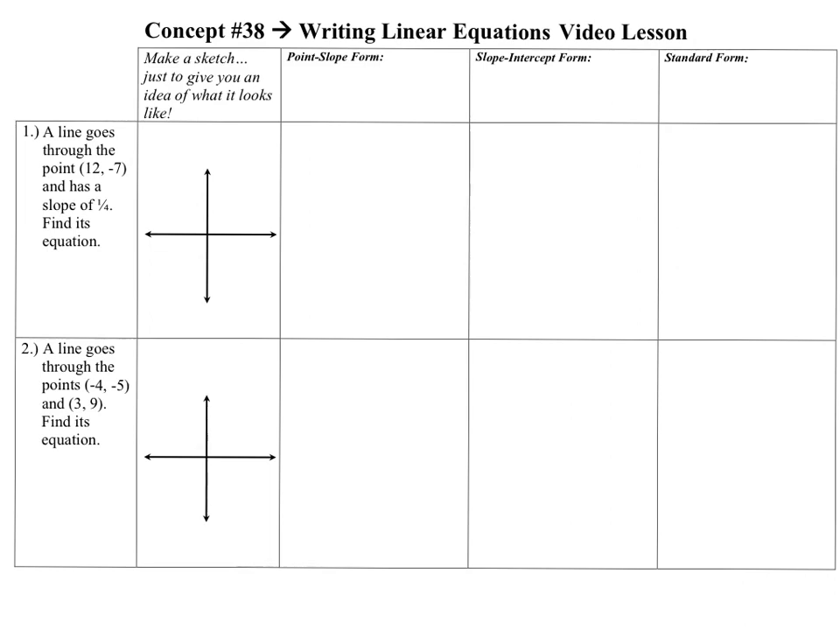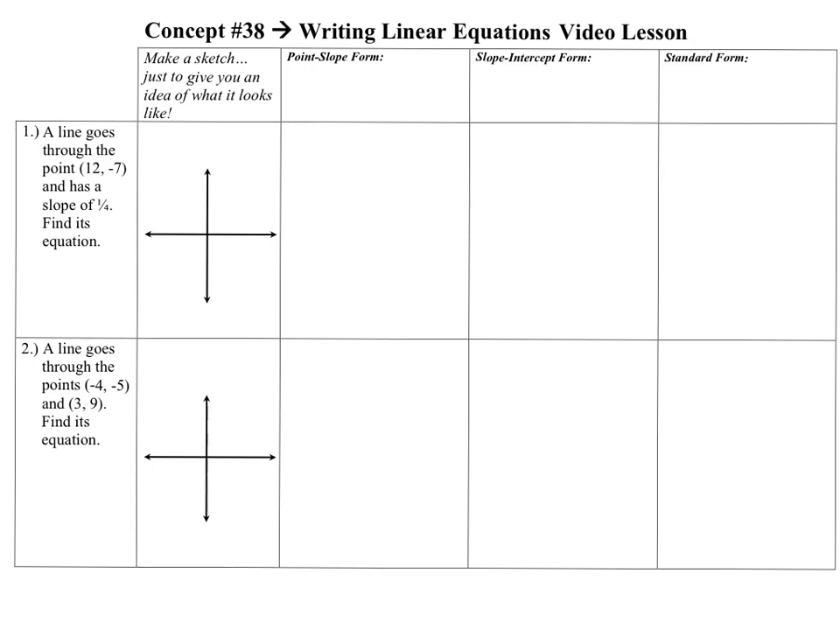All right, so today we're going to talk about writing linear equations, and I'll either be giving you a point and a slope or 2 points, and you are going to be told what form I want it in. I'm either going to want it in point slope form, slope intercept form, or standard form. So let's review those forms really quickly.